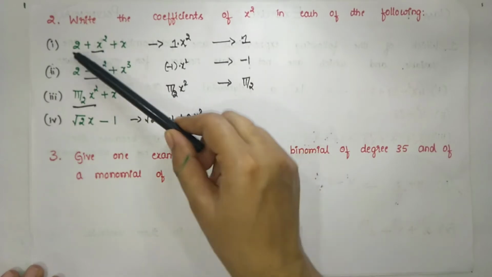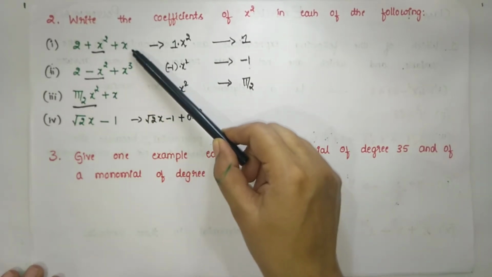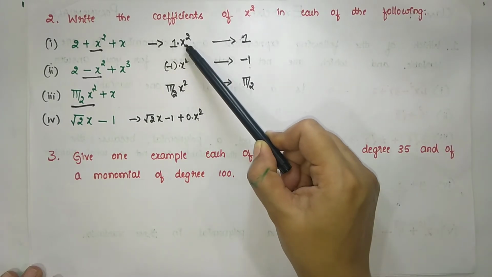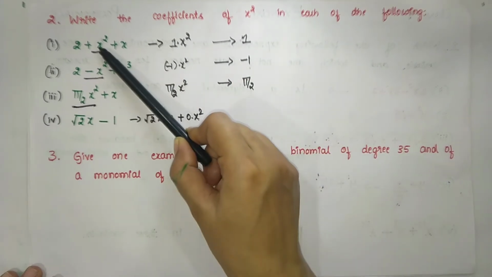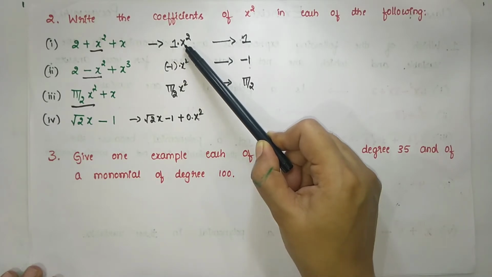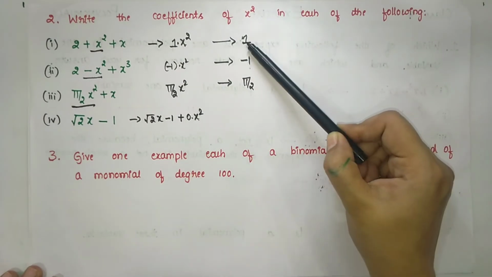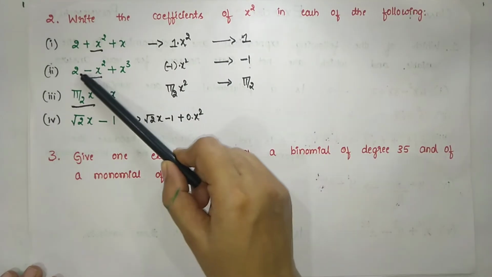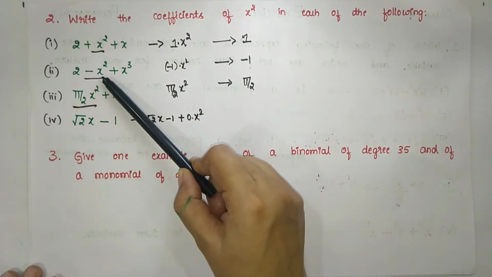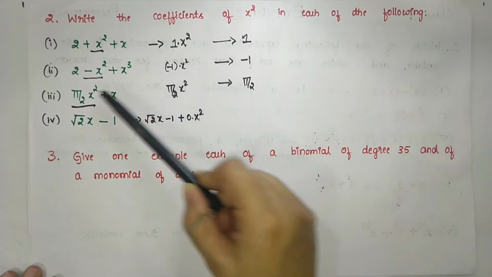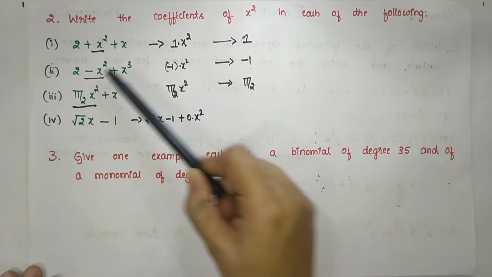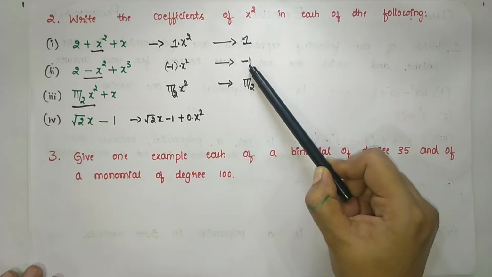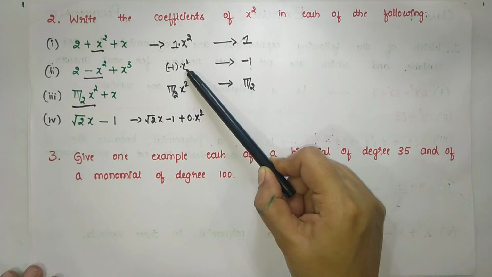The first question is 2 plus x square plus x. So we have only x square. It is nothing but 1 multiplied to x square. 1 into x square is x square. So 1 is multiplied to x square, and we can consider 1 as the coefficient of x square. The second question is 2 minus x square plus x cube. So we have minus x square, that is, minus 1 is multiplied to x square. So minus 1 is the coefficient of x square.